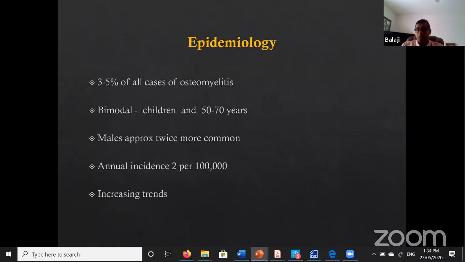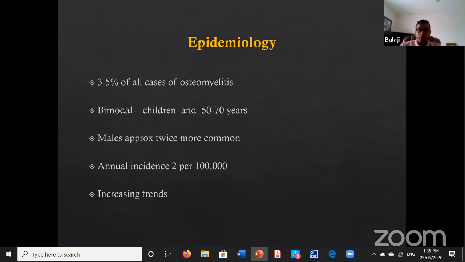3 to 5% of all osteomyelitis cases are secondary spondylodiscitis. It usually has a bimodal distribution. It's present in children and also in older people, usually beyond 50 years of age. It is more common among men than women. The annual incidence has been reported to be around 2 per 100,000.